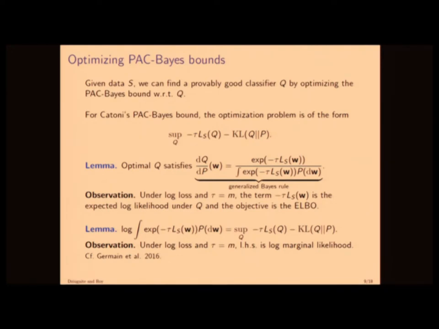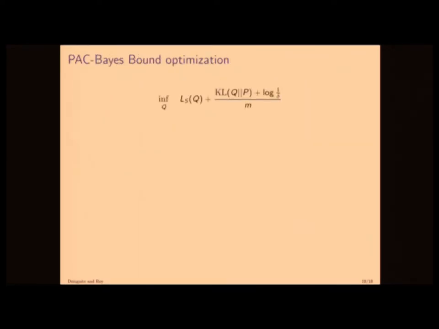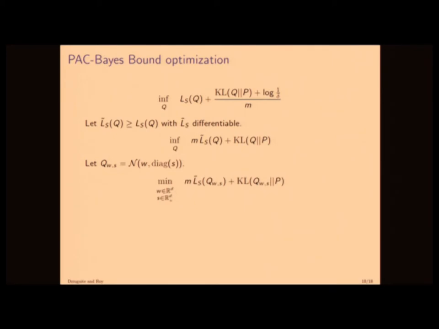And just as the variational Bayesians do, we can think about optimizing this over a subfamily. That's what we do in our work. We're going to replace the non-differentiable loss with something that's differentiable. We're going to look over the subfamily of Gaussians that are axis-aligned, and we're going to try to find their mean and their diagonal covariance. So it ends up with an optimization problem like this.